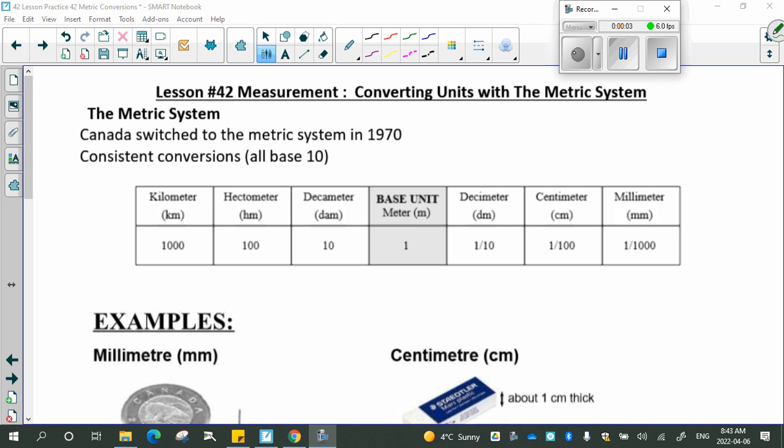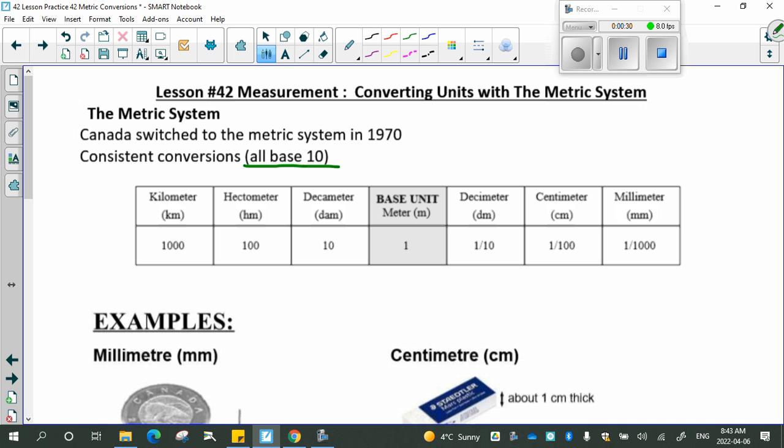All right, so the metric system is used in most countries, okay? The United States uses imperial still. They use inches and feet and miles and gallons and all that stuff, but we use the metric system along with almost every other country, okay? And because it's base 10, it's easier to remember because everything's related in tens, okay?